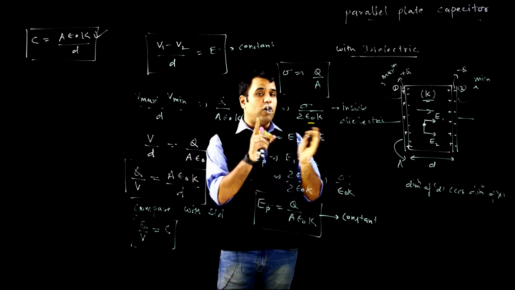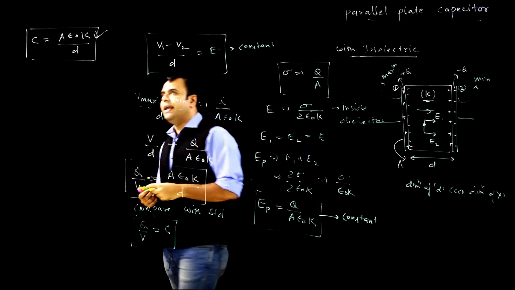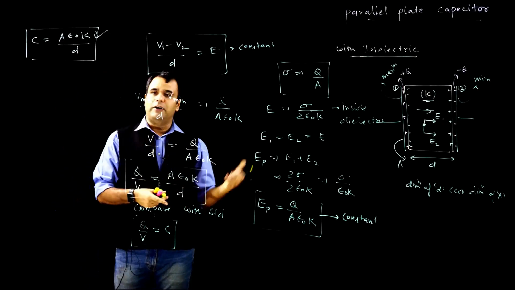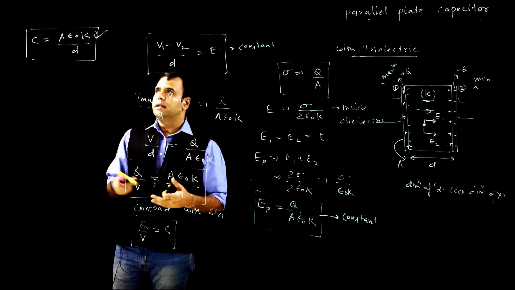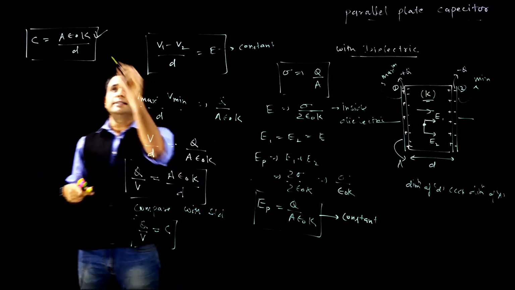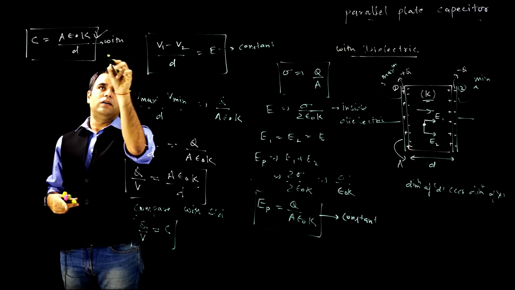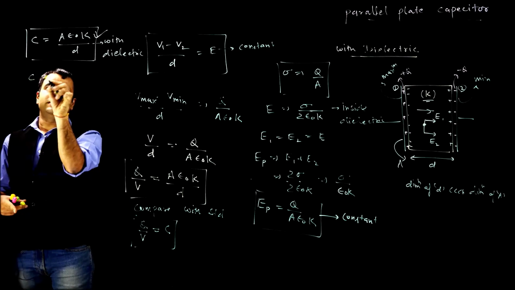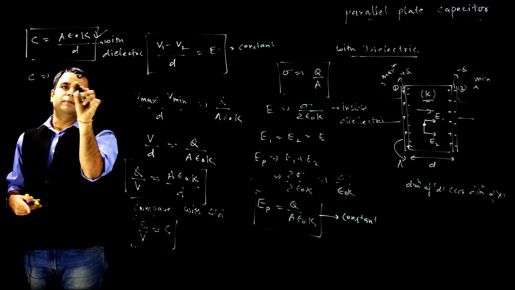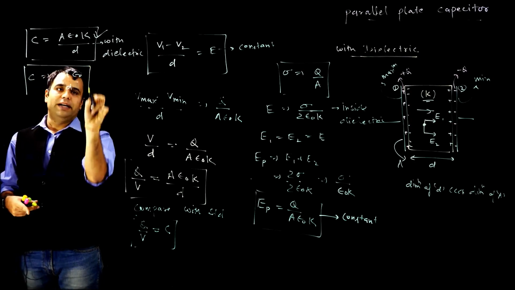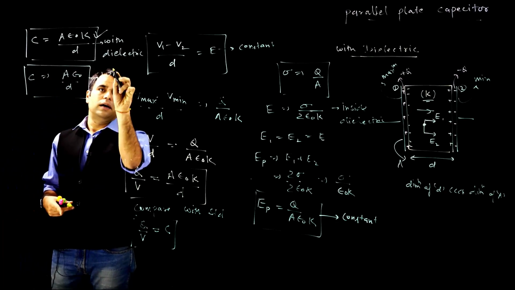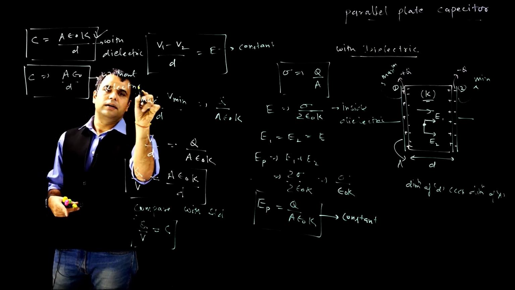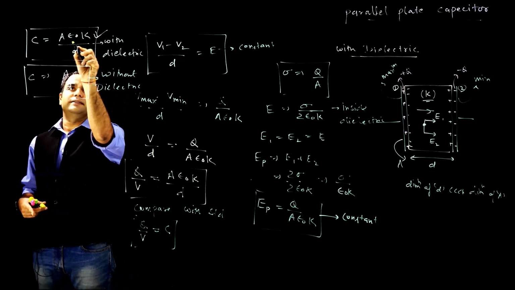Dielectric is completely occupying the capacitor. So A epsilon naught K by D. So you see, this is different than the previous formula. When the dielectric is not there, the formula was A epsilon naught upon D. This is with dielectric. And without dielectric, the capacitance was A epsilon naught upon D. This was without dielectric. So if you see, there is only the difference of this.